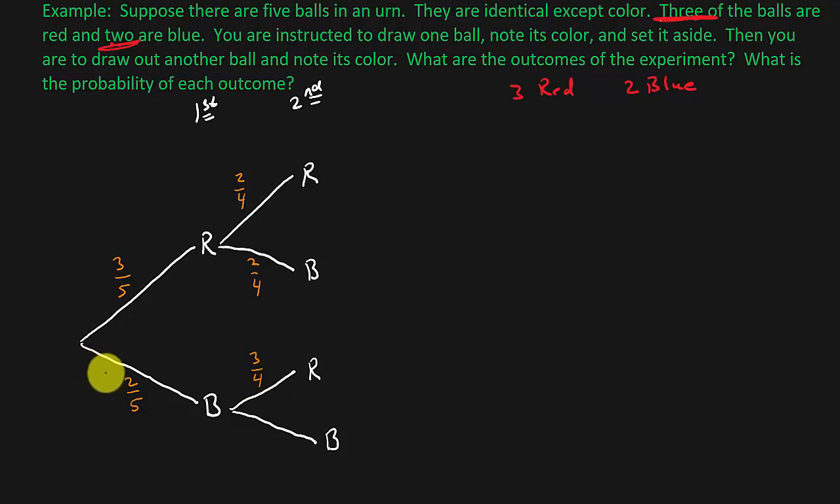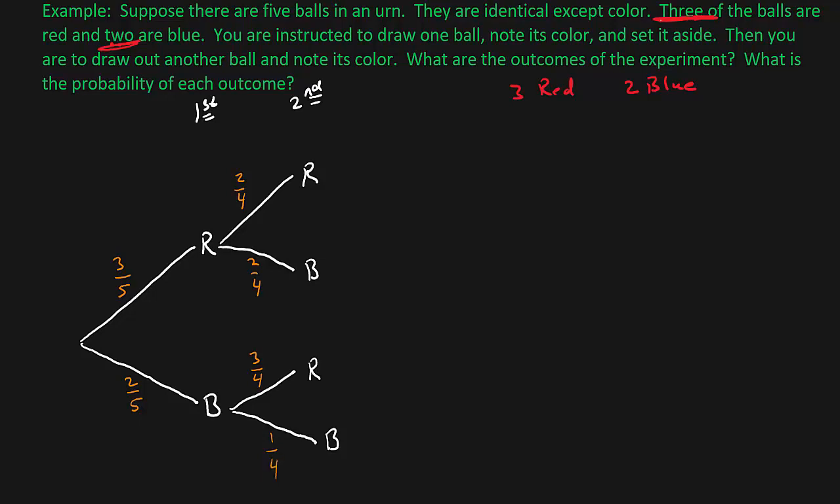And then what would be the probability of drawing a blue on the second? Well, if we draw a blue on the first, set it aside, there's only 4 total, and since it was blue, instead of 2 blue ones, there's only 1 blue ball. Okay. Now, they want to know all the different probabilities.